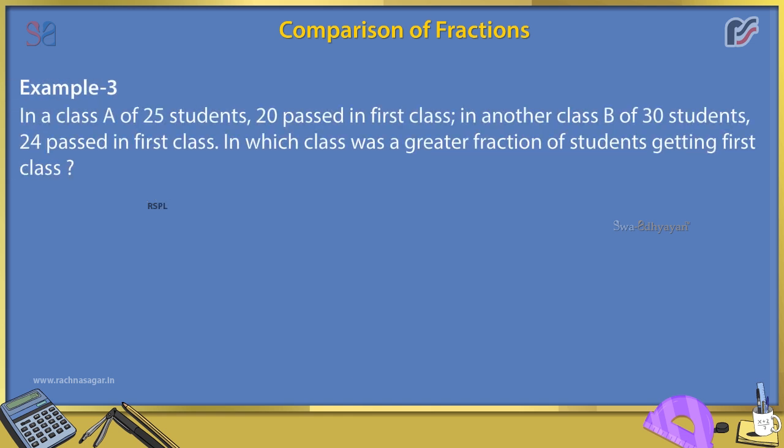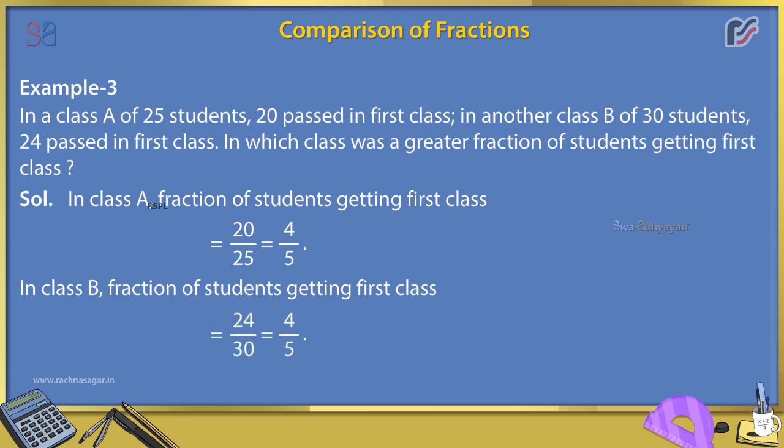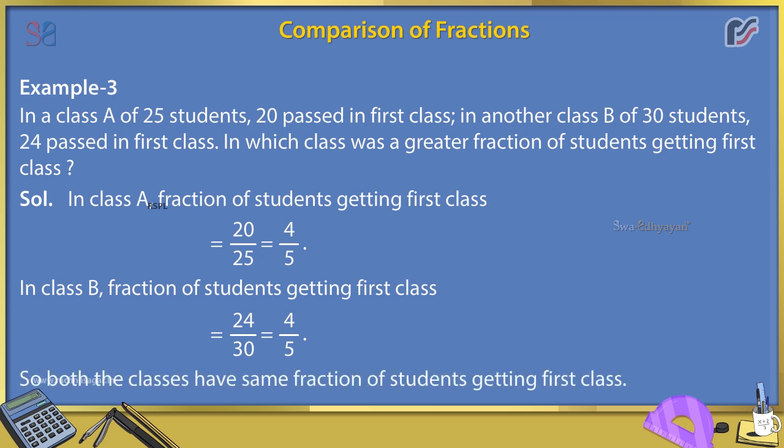Example 3. In a class A of 25 students, 20 passed in first class. In another class B of 30 students, 24 passed in first class. In which class was a greater fraction of students getting first class? Solution: in class A, fraction of students getting first class is equal to 20/25, which is equal to 4/5. In class B, fraction of students getting first class is equal to 24/30, which is equal to 4/5. So, both the classes have same fraction of students getting first class.